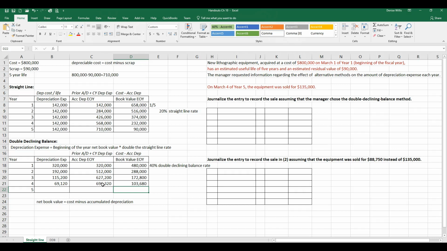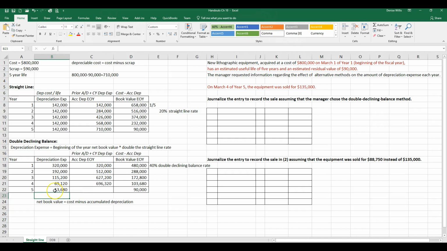Now, year 5 is going to be done differently. Whatever your last year is, you're going to force your depreciation to be whatever it takes to make your ending book value equal scrap value. Okay, so what do I mean? We want ending book value to be $90,000 because that is our scrap value. Okay, so we know that answer. How do I get to $90,000? I have $103,680 right now in book value. I subtract the 90 that I want to end with.